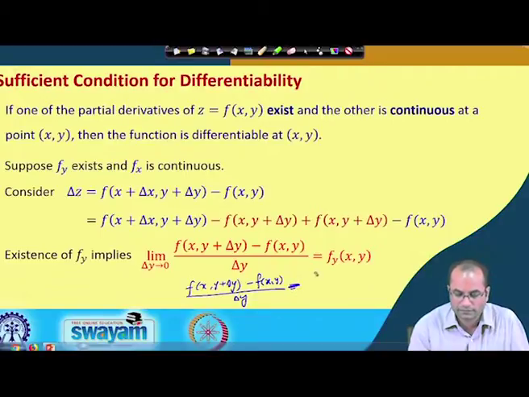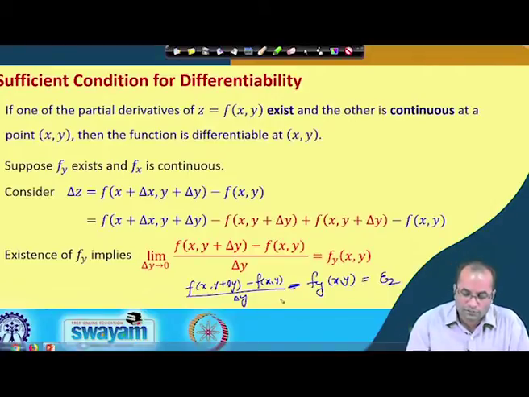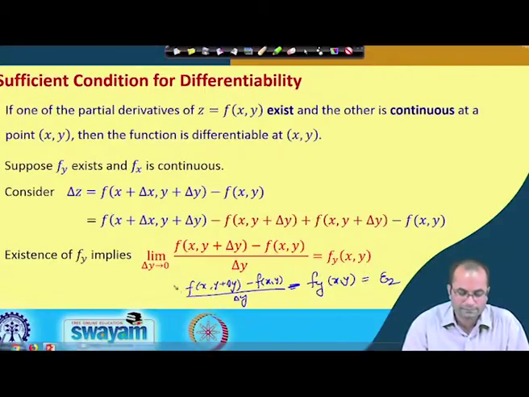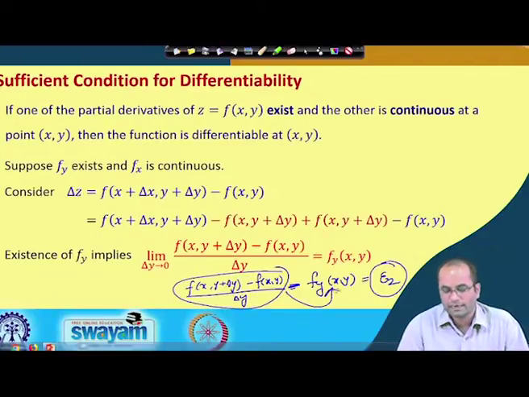So, minus this f(x, y) we can set as epsilon. In this case we will take this epsilon 2, and later on we will introduce epsilon 1 as well. If we set this difference to epsilon 2, then when we take the limit as delta y goes to 0, this epsilon 2 must go to 0, because when delta y goes to 0, this is nothing but exactly f_y at (x, y).